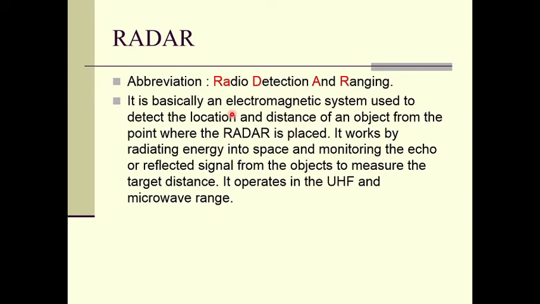It is basically an electromagnetic system used to detect the location and distance of an object from the point where the radar is placed. It works by radiating energy into space and monitoring the echo or reflected signal from the object to measure the target distance. It operates in the ultra high frequency and microwave range. So radar will operate in the ultra high frequency and microwave range, right?